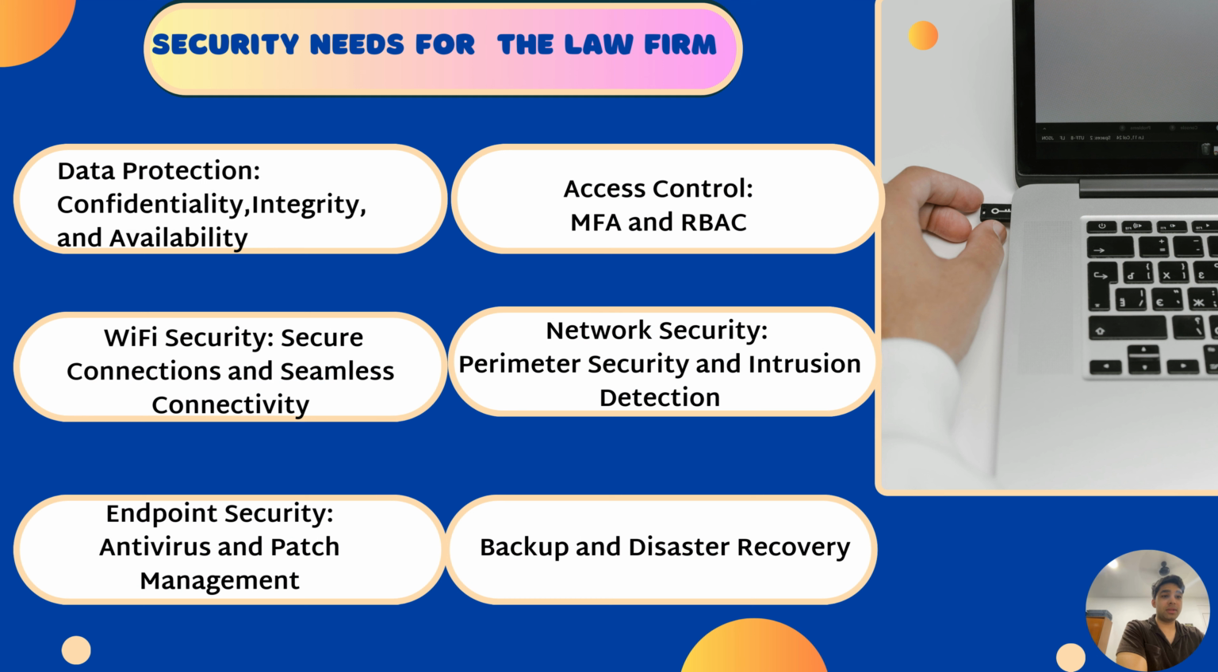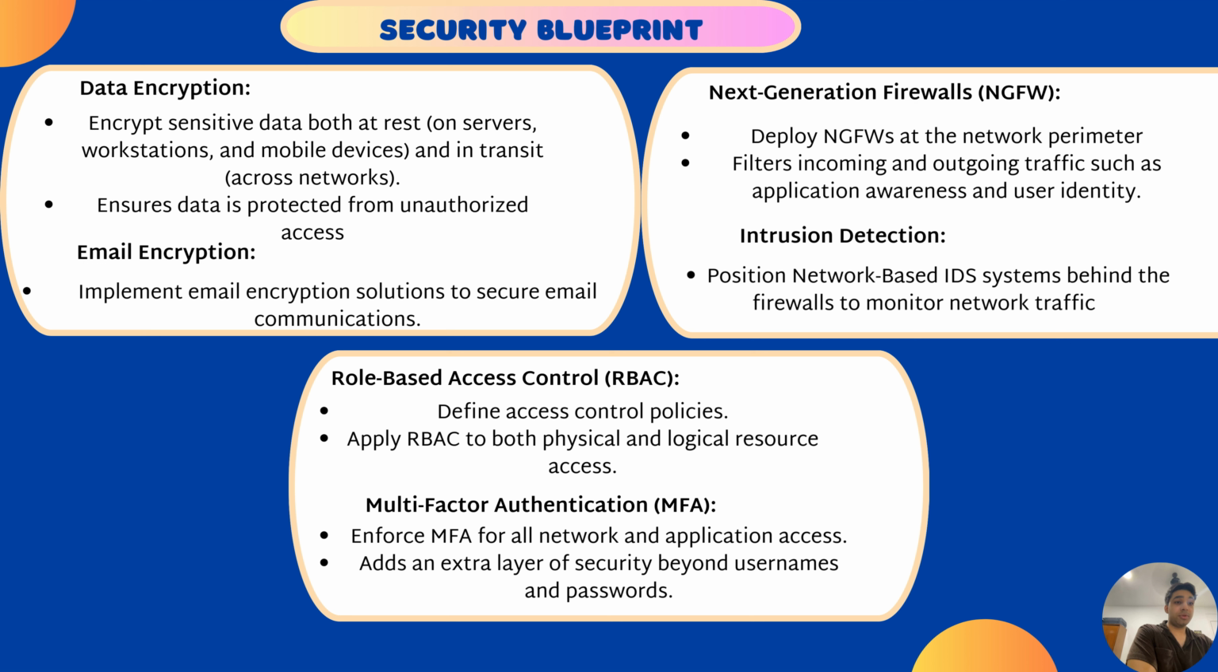Hello, my name is Moeed, and I'll be continuing with security needs for the law firm. So basically, we have six security needs. The first one would be data protection, then access control, Wi-Fi security, network security, endpoint security, and lastly, backup and disaster recovery. We also came up with a security blueprint. For data protection, we do data encryption for sensitive data both at rest and in transit across networks. For email encryption, we'll be implementing email encryption solutions to secure email communications.